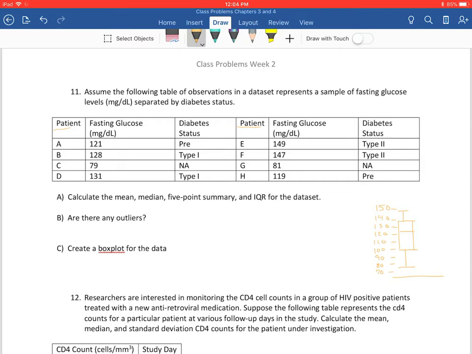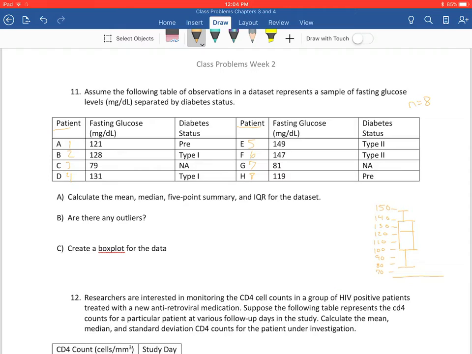Since our patients are in A, B, C, D order, let's number them so we know how many patients we're actually dealing with. 1, 2, 3, 4, 5, 6, 7, 8. So we know our n is equal to 8. Let's just write that down so we know.